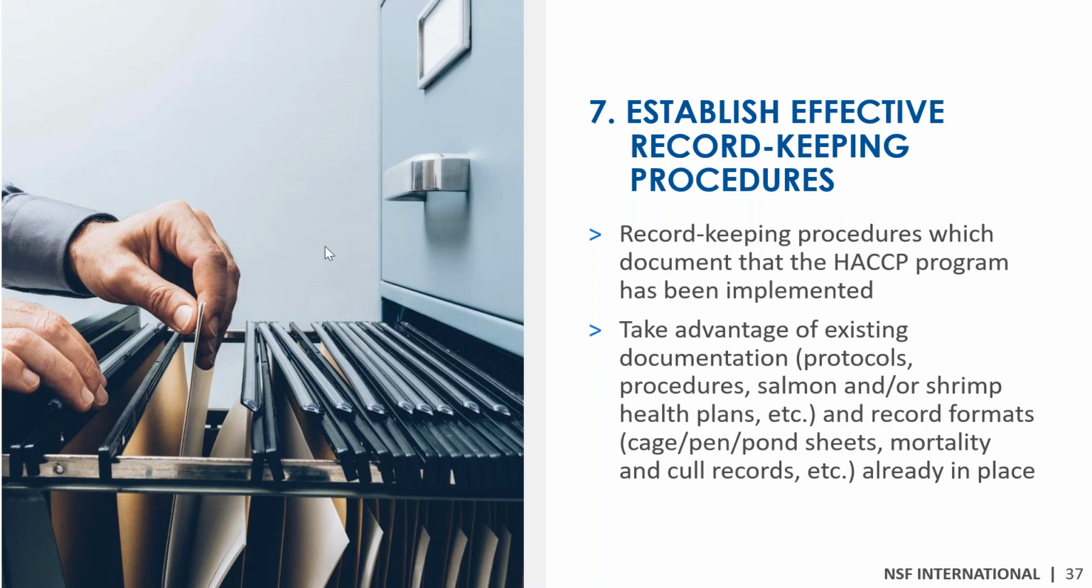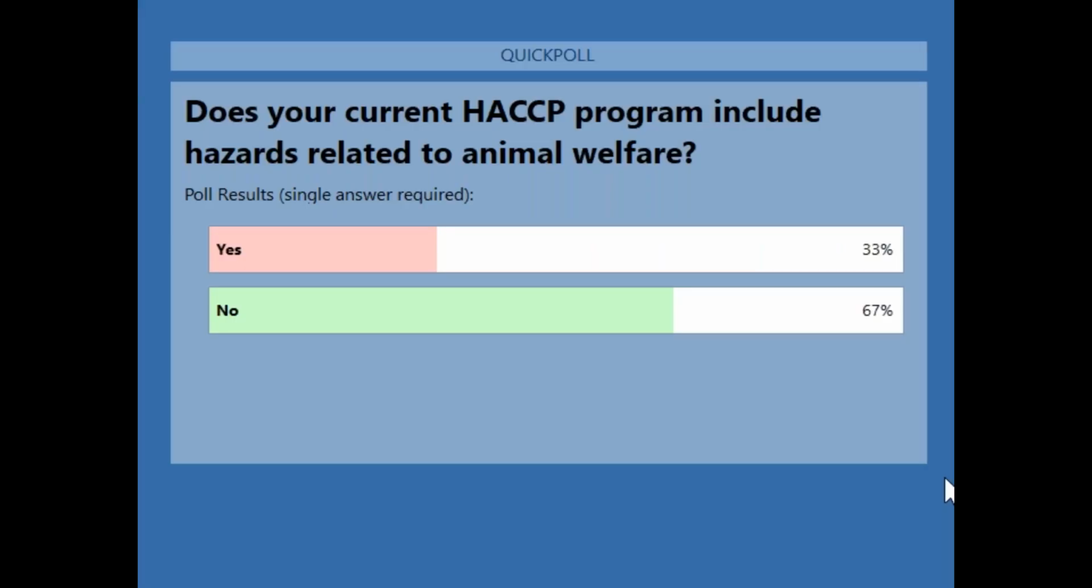I'm just going to take a look at the poll here, to give a sense of where we're at. Okay, so I think this should be showing you the poll results. Just going to double check on here. Yep. Okay, so you can see the question answered is that the majority, 67%, so two-thirds, probably have not included animal welfare hazards in their HACCP program.